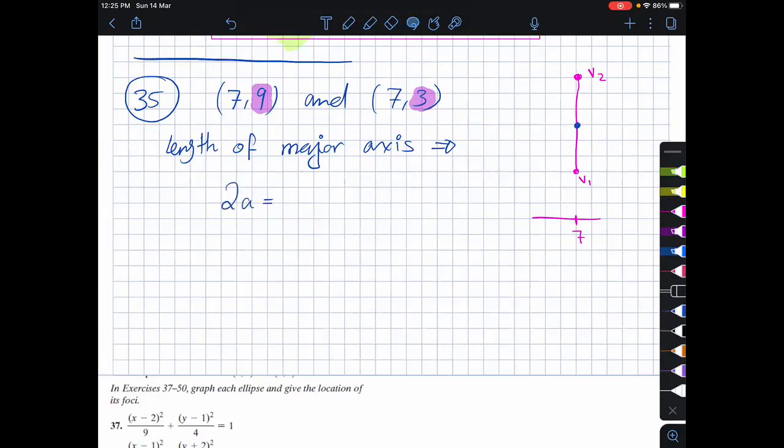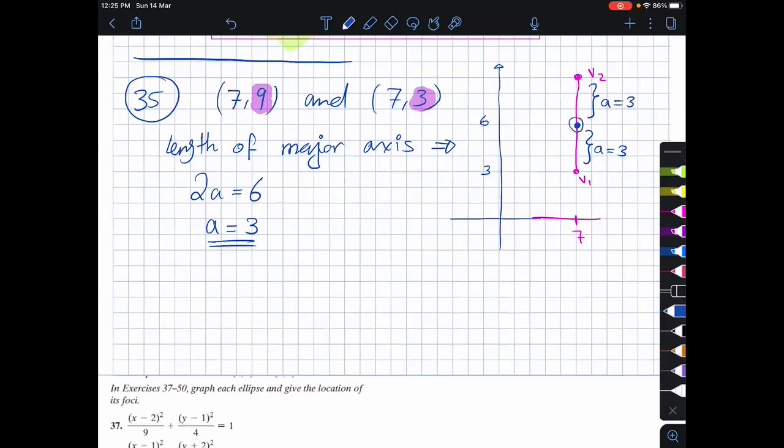Okay, so 2a is equal to 6, so a is equal to 3, and a squared is equal to 9. The center is 7 and here is 3. For example, guys, if we complete our coordinate plane, you will find here it's 3, and here 6. So the center is at 7 and 6. That means h equals 7 and k equals 6. We need the h and k.